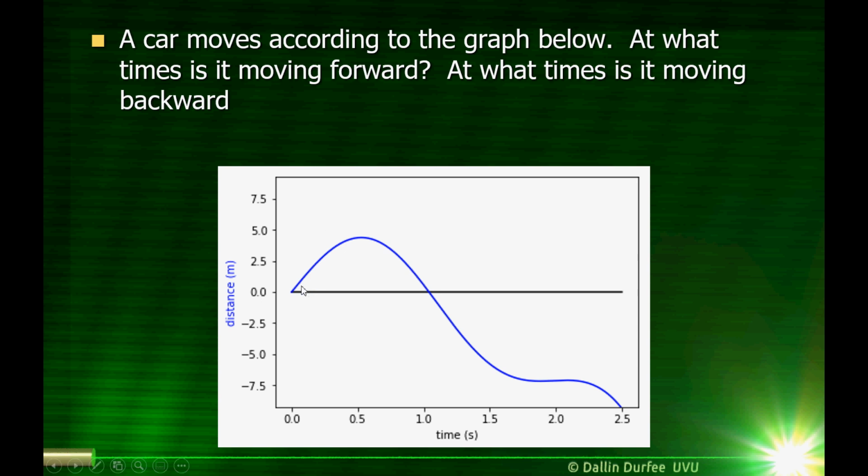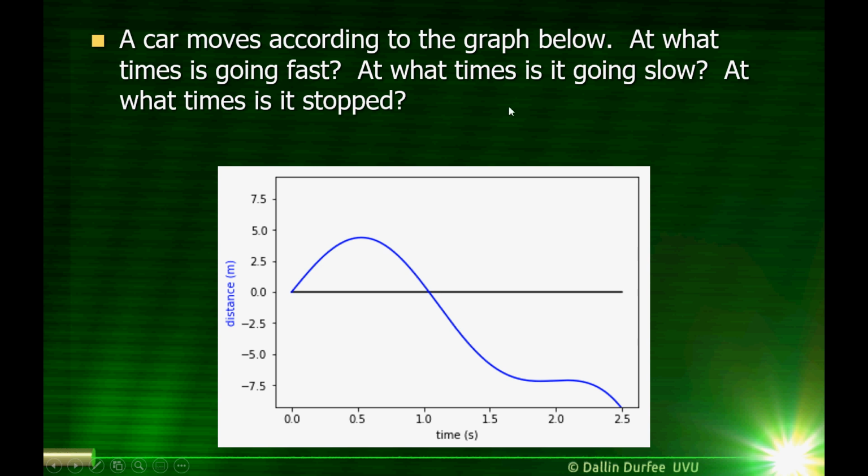The direction it's going depends on the slope, right? So when the slope is downward, the car is moving in the negative direction. When the slope is upwards, it's moving in the positive direction. All right? What times is the car moving quickly? At what times is it moving slowly? At what times is it stopped? Well, here the slope is fairly high, so the car is moving forward fairly quickly. Right here, the slope is still upward, but it's more shallow. So there it's moving forward, but slower. Right here, where the slope is 0, the car is not moving.